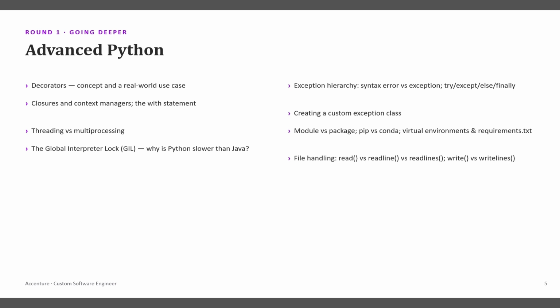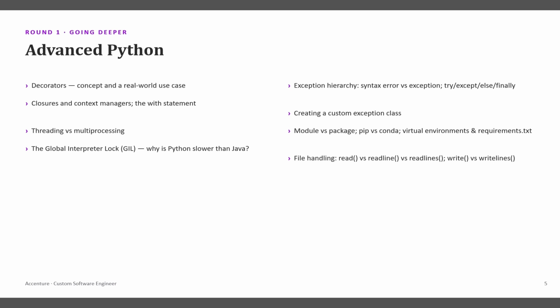Section 3, Advanced Python. This is where they separate freshers who have only studied syntax from those who actually understand how Python works under the hood. First, decorators. Be ready not just to define them, but to give a real-world use case like logging or authentication checks. Then, closures and context managers, and how the with statement actually works behind the scenes. A big one, threading versus multiprocessing, and the question that almost always follows, what is the GIL, the global interpreter lock? And why does it make Python slower than a language like Java in certain scenarios?